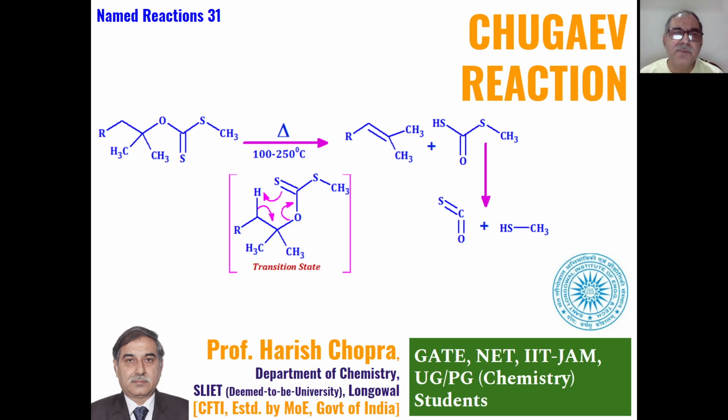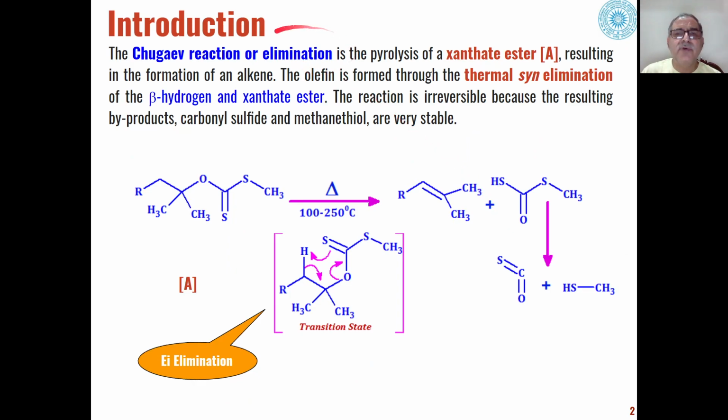Dear students, continuing with our lecture series on named reactions, this is our 31st lecture, and today we will discuss the chemistry and applications of Chugaev reaction. Chugaev reaction or Chugaev elimination is basically a pyrolysis reaction where xanthate esters, when they are heated at high temperature in the range of 100 to 250 degrees centigrade, form alkenes as the product.